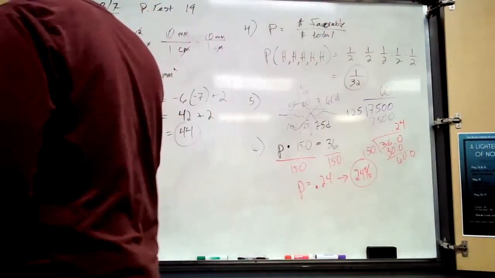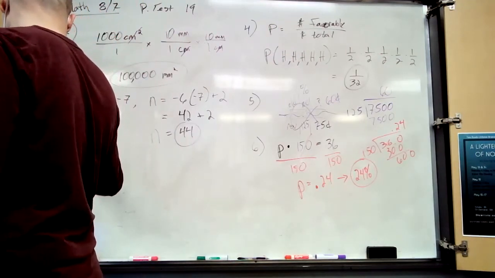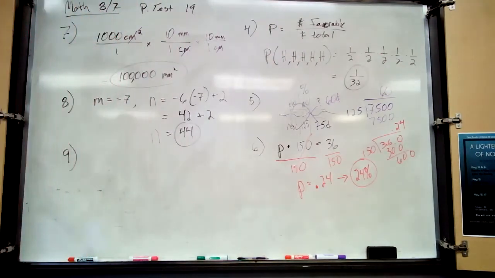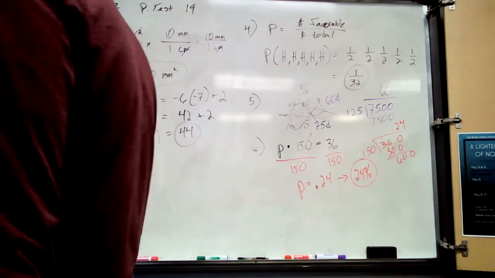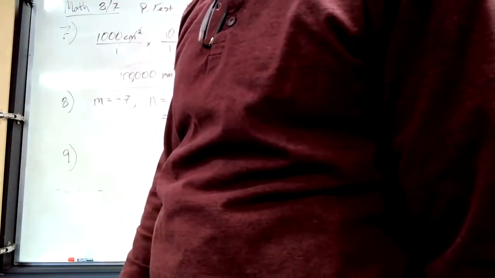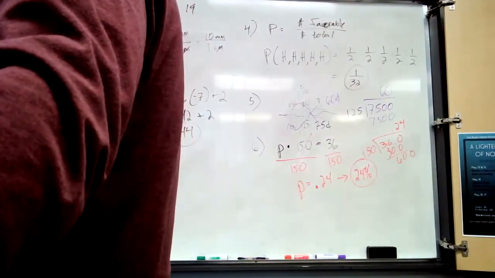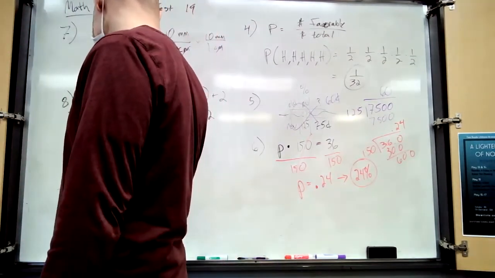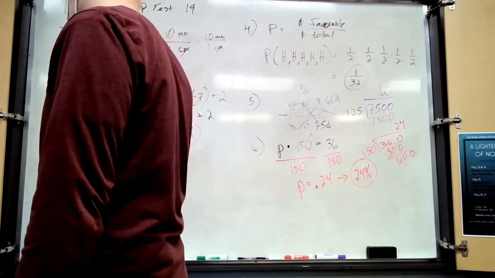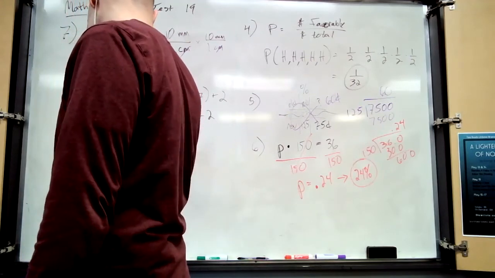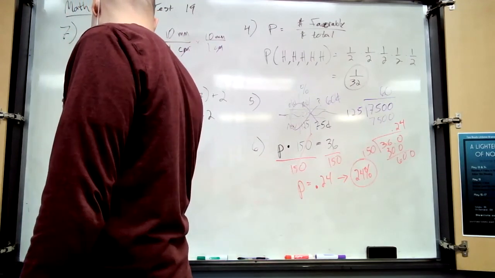Okay, number 9. I only see the top of that rectangular prism. Oh, and it's a triangular prism. It says rectangular, but that's a typo. It is not a rectangular prism, it is a triangular prism. Okay? So now if I were to stand this upright, it would look like this.